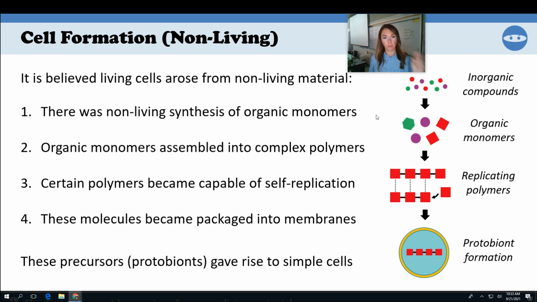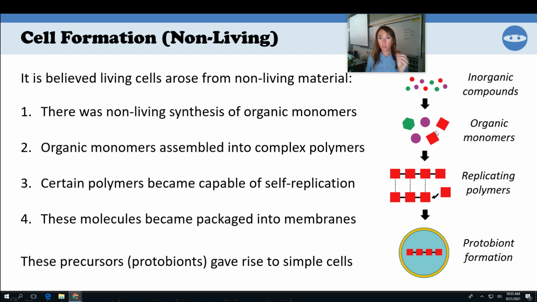So here's what it says. From non-living material, there was non-living synthesis of organic monomers. Single, mono meaning one. So I've got this inorganic compound, and they assembled into complex polymers. Inorganic means they don't contain carbon, and then all of a sudden they do. So they create these rings of carbon, and they've got these different organic monomers, like I said, nucleic acids and sugars, the basic building blocks of what makes our complex.